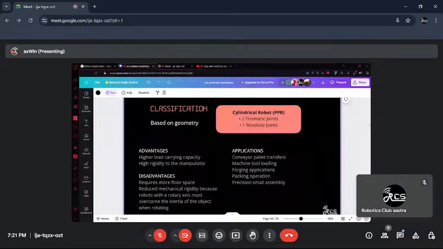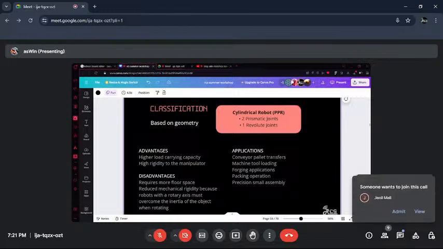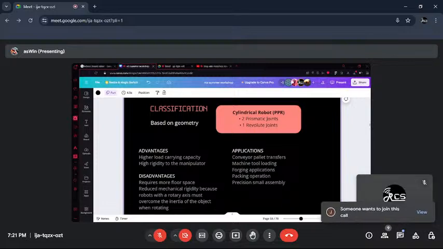So there are two prismatic joints and one revolute joint. The advantages are higher load carrying capacity. Like the Cartesian robot, it can also carry higher loads and has high rigidity in the manipulator, but it occupies floor space because it acts like a manipulator, not like a crane. The applications are forging, unpacking, and precision small assembly. You can assemble components that are small and can't be held in a hand. The disadvantage is that when rotating, the object might also rotate, so you need to overcome the inertia of the object while carrying it.